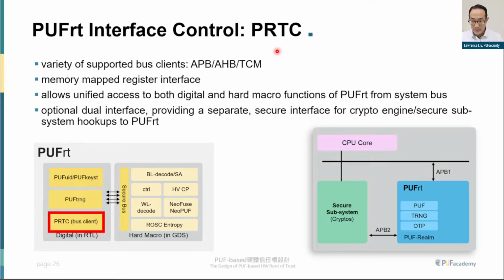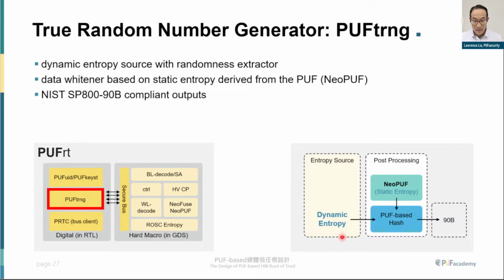And PUFrt is available in single and dual bus interface. With a dual bus interface, PUFrt can be hooked up to a private bus here that is connected to a secure subsystem for even greater data protection.